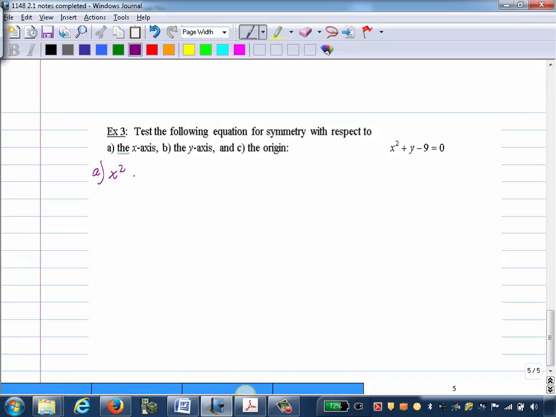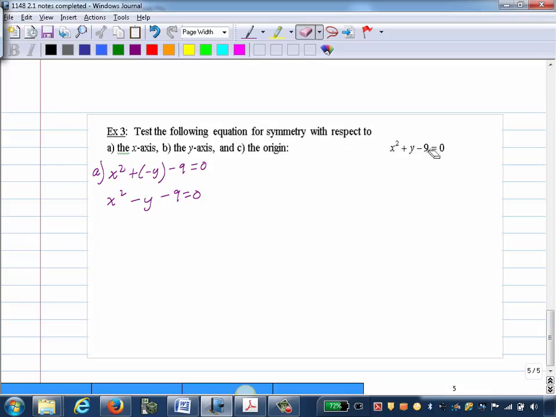So I'll write my equation, x squared. Now I'm going to change that y to a negative y. Now, if I just change that plus negative, that's just subtraction. So this just becomes x squared minus y minus 9 equals 0. So I want to compare this now to my original. Well, I can see they're not the same. This y is negative, this y is positive. So those equations are not equivalent, which indicates this graph does not have symmetry with respect to the x-axis.